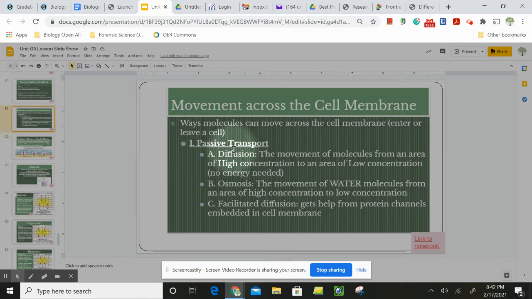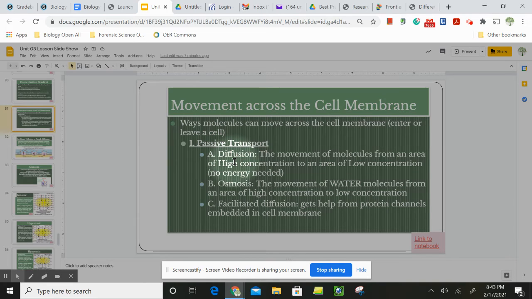If you sprayed some Axe cologne in my classroom, I'd be really mad. But that cologne would travel from an area of high concentration, where it was sprayed, throughout the whole room, and we'd all be smelling it and we'd all be mad until it's evenly distributed. So it travels throughout the room until evenly distributed. And it doesn't require any energy to do that. It's passive transport. It happens without energy.